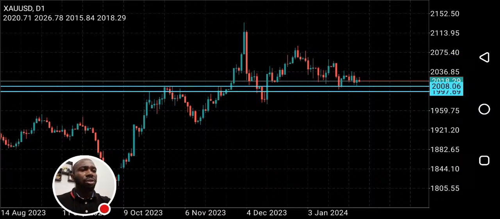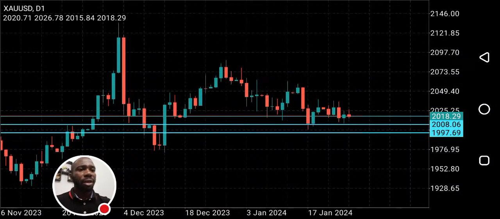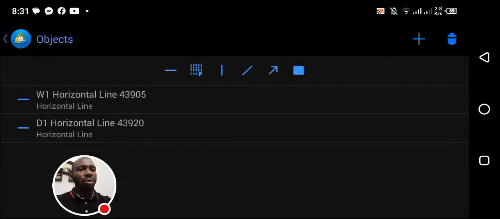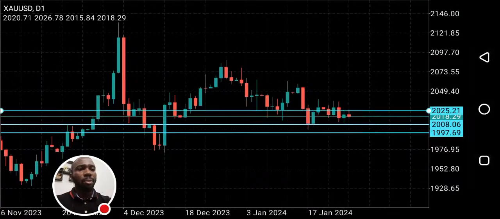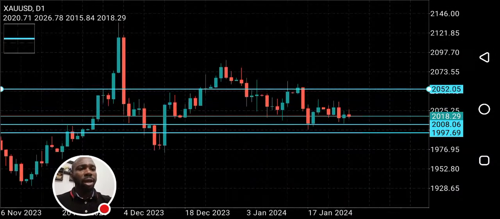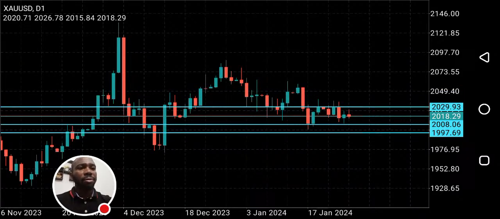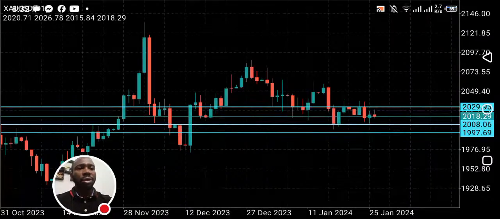And if you are considering buying, wait for a candle to close above this zone before you buy. Ghost time, can you hear me now?